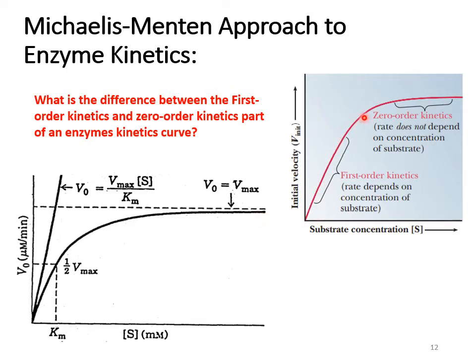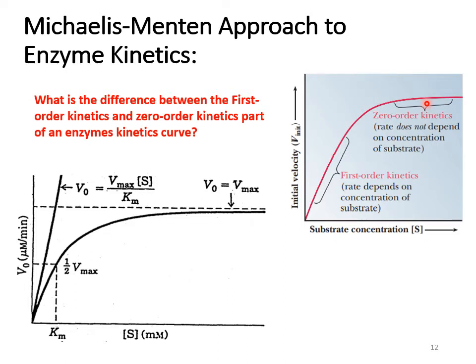So this first portion that's increasing, it's increasing because first order kinetics means that the rate that you see here depends on the concentration of the substrate. Okay, so the reaction at this point is rate dependent on concentration of substrate. And then at the point of zero order kinetics, the rate no longer depends on the concentration of the substrate.